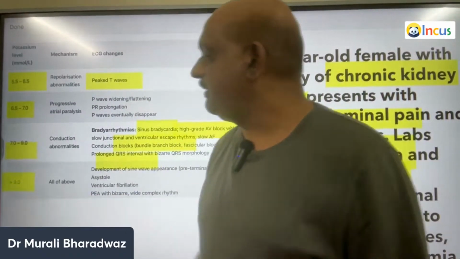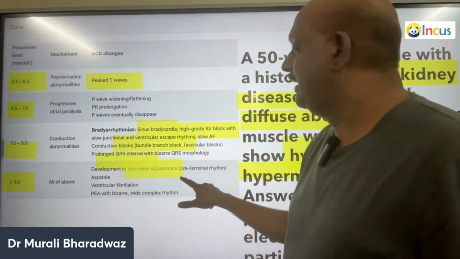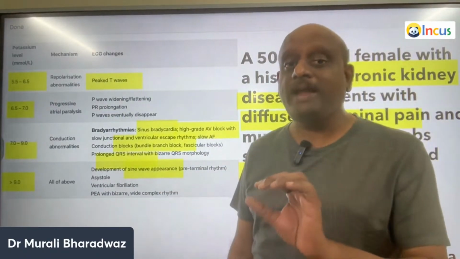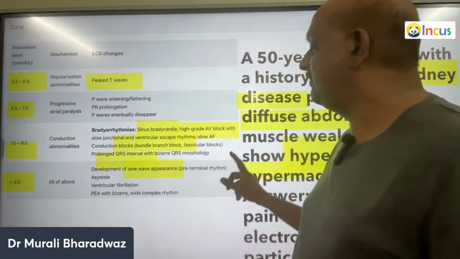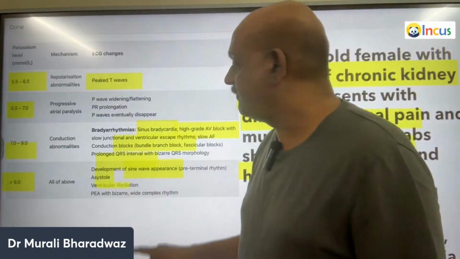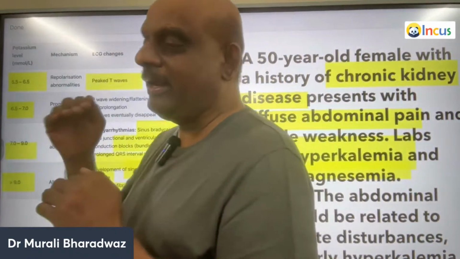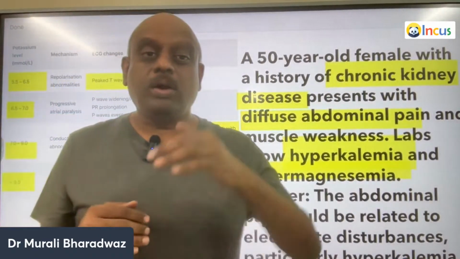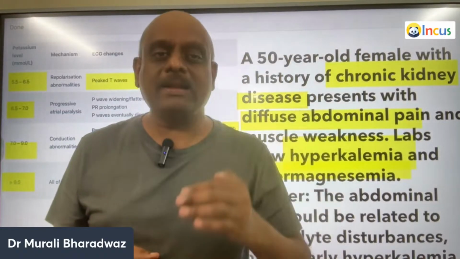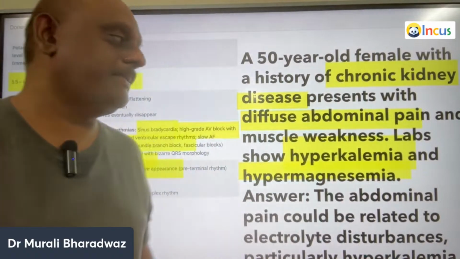Then when the potassium levels are more than 9, all this will be there, and ultimately there is an appearance of sine wave pattern. Following that, there will be an asystole, ventricular fibrillation, etc. So you should know, based upon the level of the potassium, what is the sequence of the appearance of the ECG changes. It is the favorite question of the examiner.